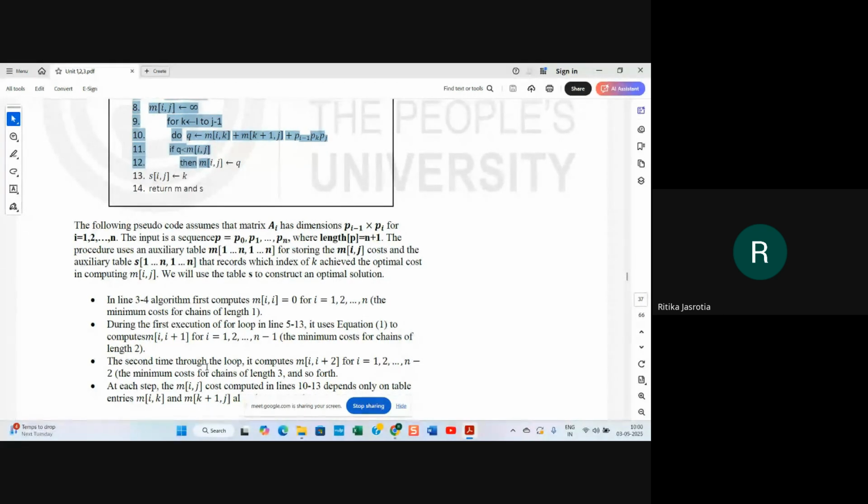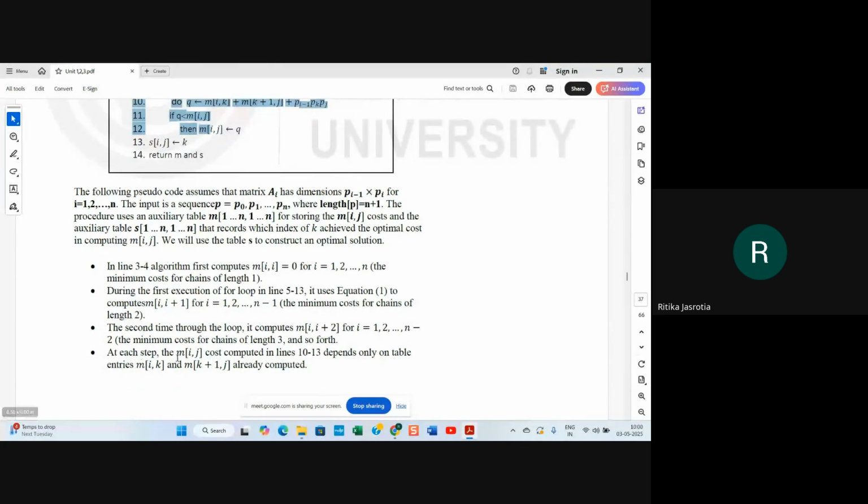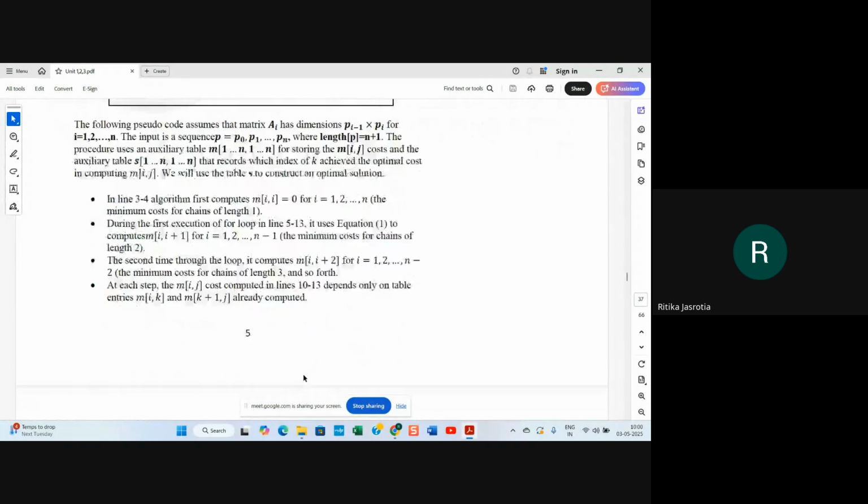The second time through the loop, it computes m[i, i+2] for i equal to 1 to n minus 2, the minimum cost of chains of length 3, and so forth. At each step, the m[i, j] cost computed in lines 10 to 13 depends only on table entries m[i, k] and m[k+1, j] already computed. Right.